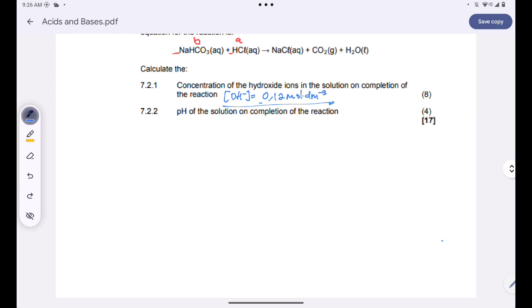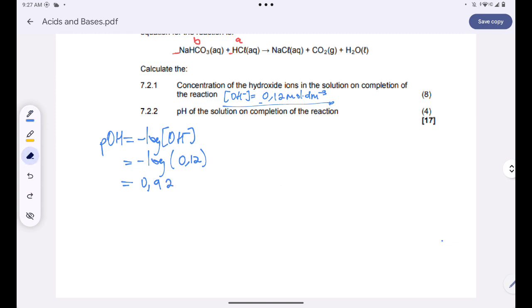So let's find pOH since we have the concentration of the OH ions. pOH is equal to negative log of the concentration of the OH ions. I know the concentration is 0.12. So what do I get? Negative log of 0.12. I'll simply get 0.92 as my pOH.